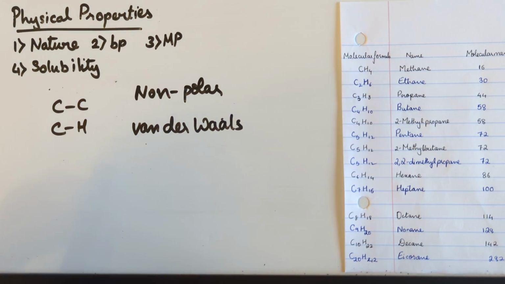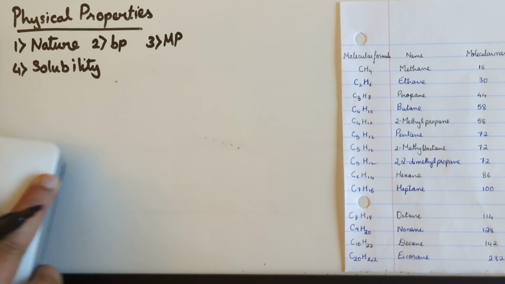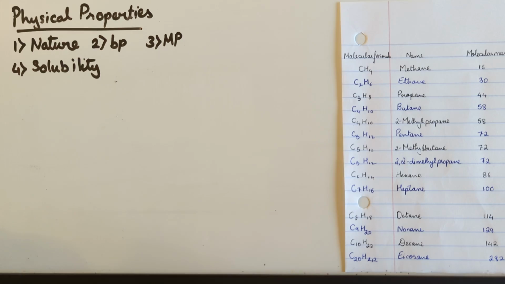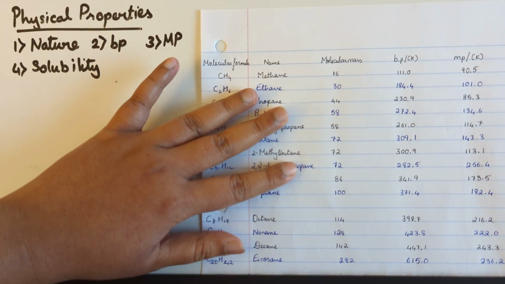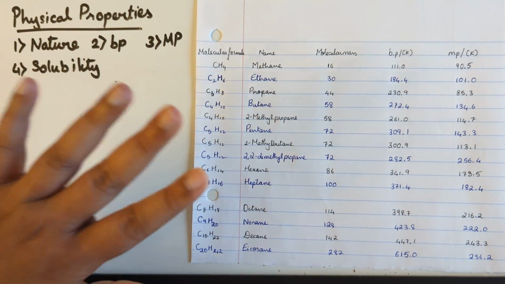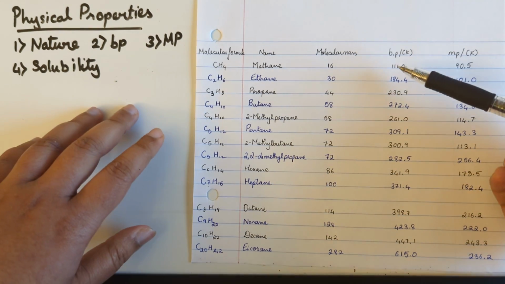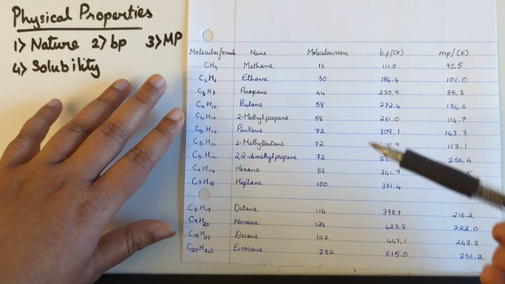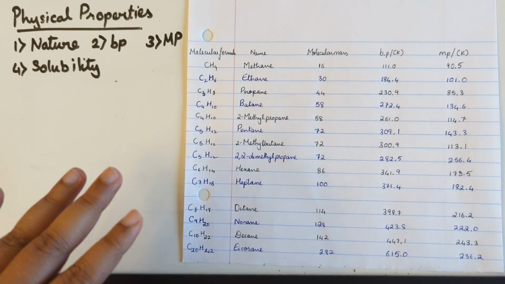So let's talk about boiling points. That is why we have this paper over here with the table. This is the same table you have in your textbook. Let's look at the boiling points. As we go down the table, the molecular mass is increasing, and there is an increase in boiling point.